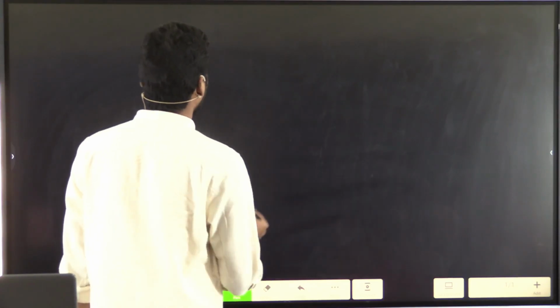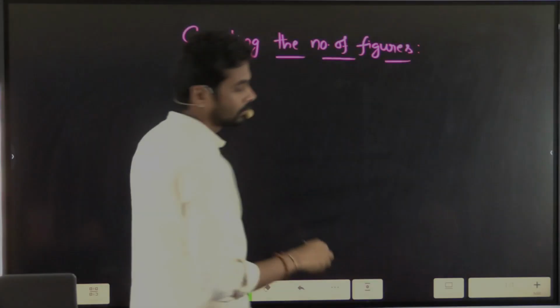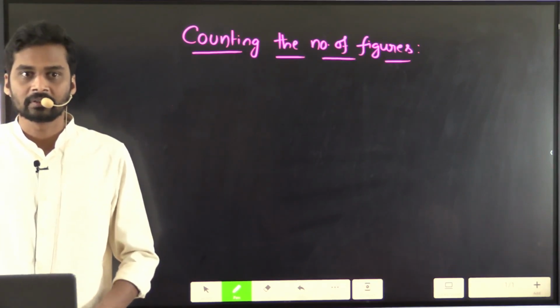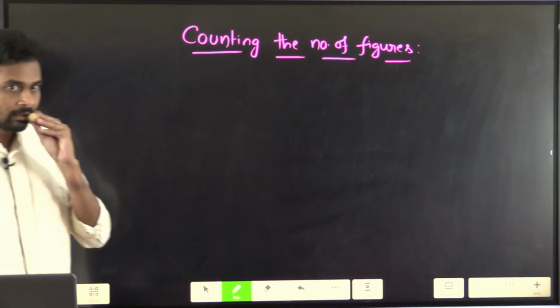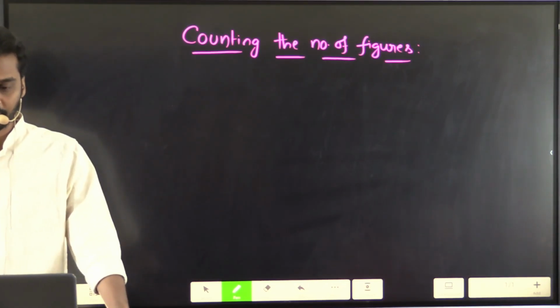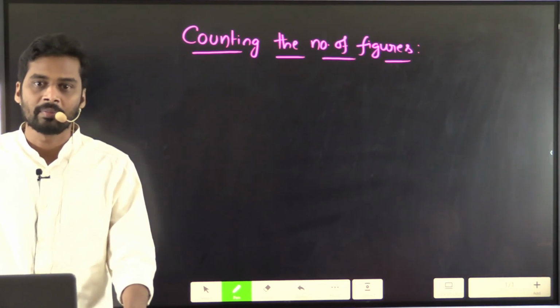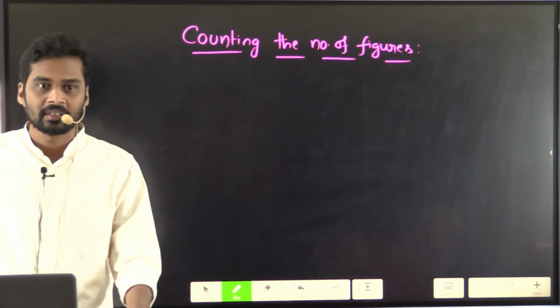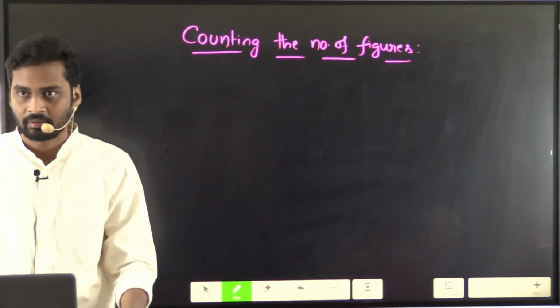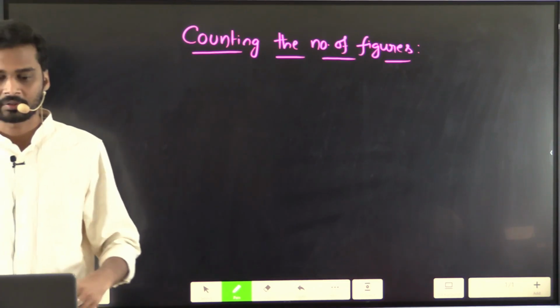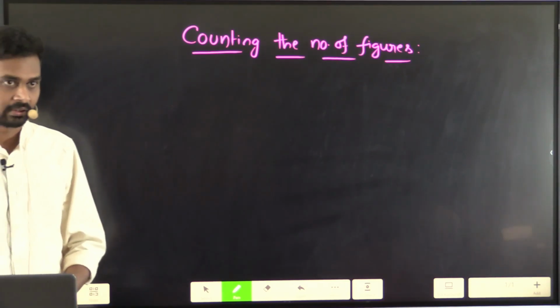Counting the number of geometrical figures. So the next topic is counting the number of figures. Non-verbal reasoning, the next topic is counting the geometrical figures. We will be given a geometrical figure, and we need to find out how many total rectangles, squares, and triangles there are. These kinds of questions will be asked from this topic, counting the number of geometrical figures.